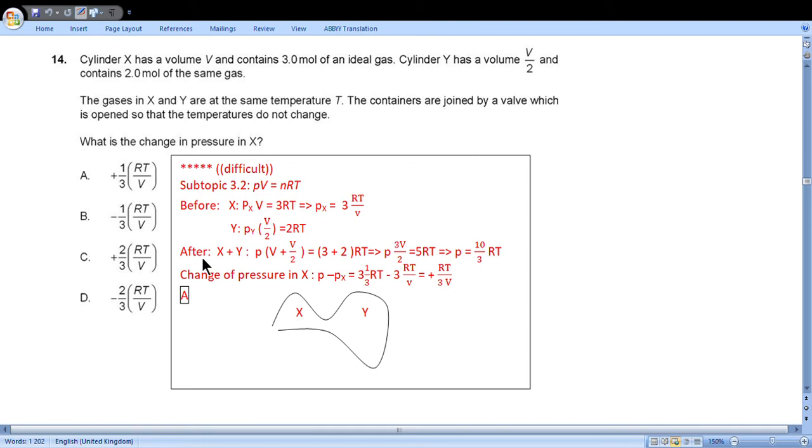After combining these 2 gases, we have a mixture of gases, the volume is now V plus V over 2, pressure is the new pressure, and number of moles is 5 moles. So we will rewrite this and we get an expression for the new pressure. Then we find the change of pressure in X, so final pressure minus initial pressure. So we get RT over V over 3, so which is A.